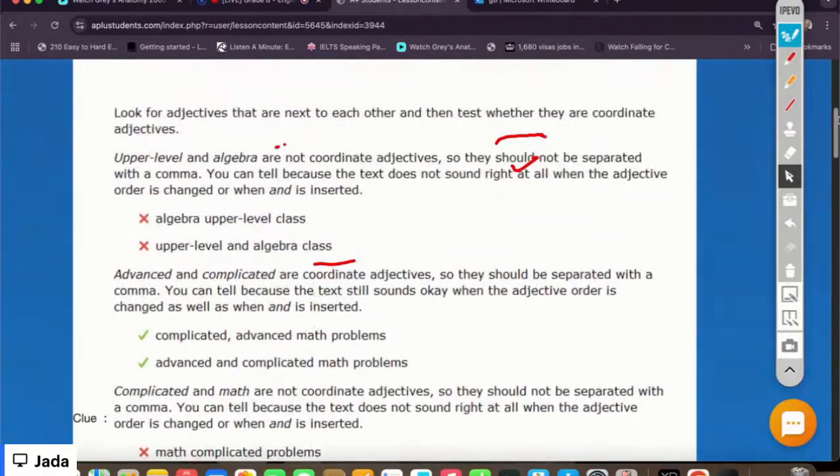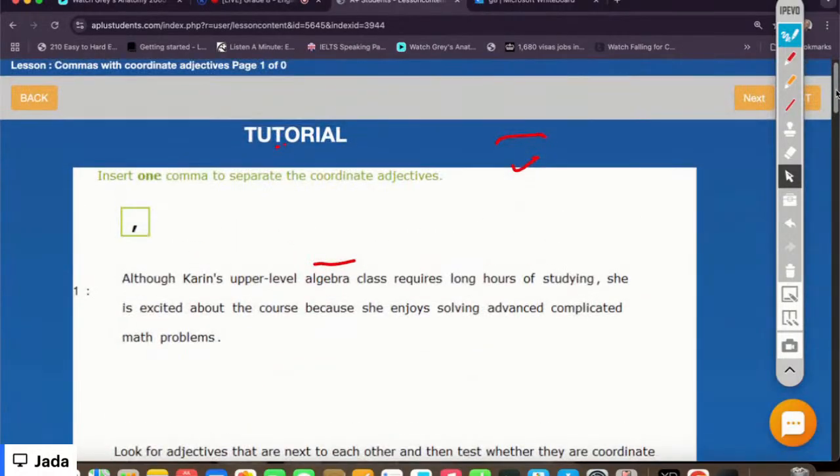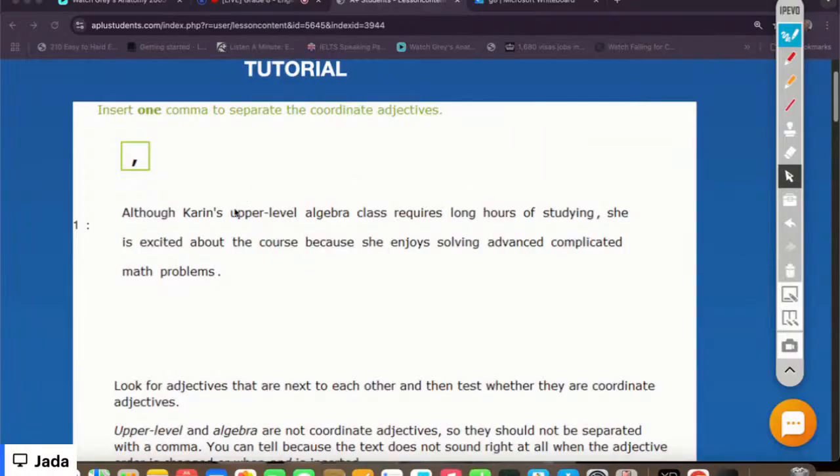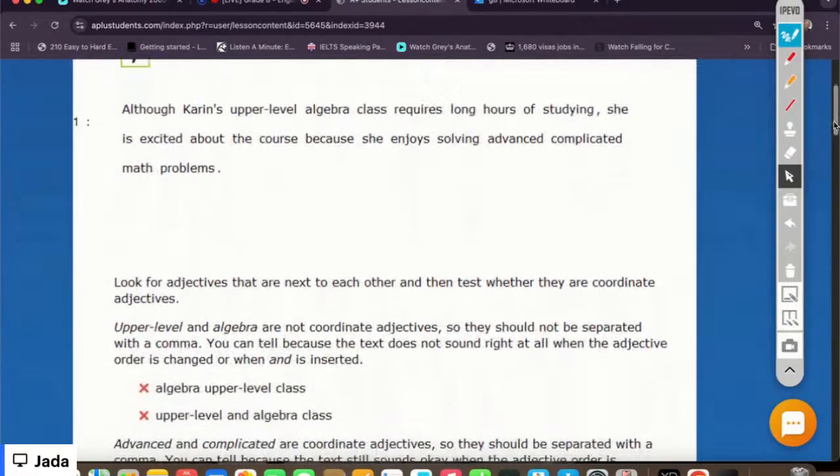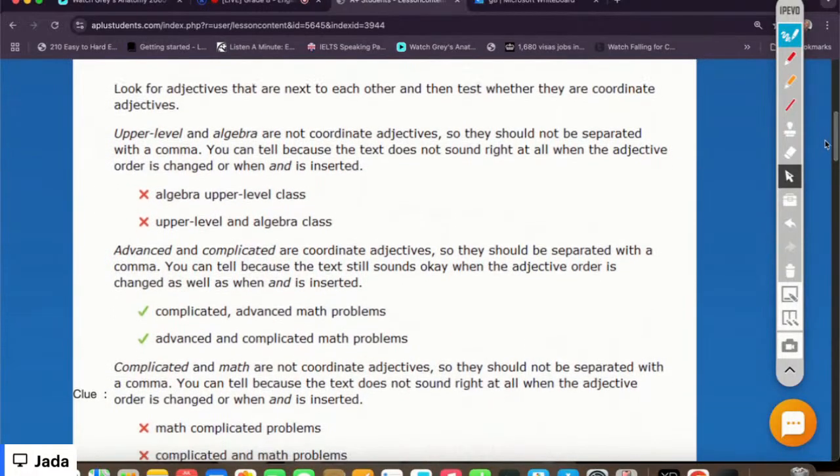So, for example, we have here: although Karin's upper level algebra class requires long hours of studying, she's excited about the course because she enjoys solving advanced, complicated math problems. That's why we look for adjectives that are next to each other and then test whether they are coordinate adjectives. We said upper level and algebra cannot go, so what do we have? Advanced and complicated are coordinate adjectives, so they should be separated with a comma.